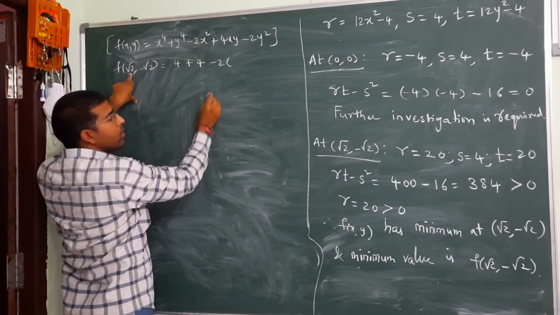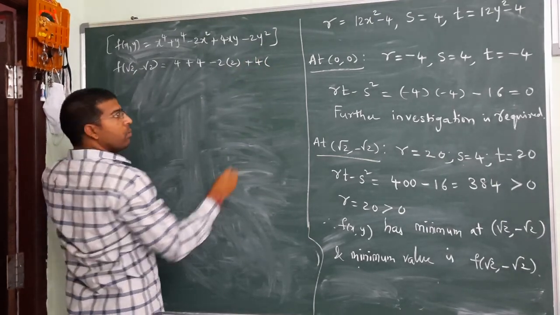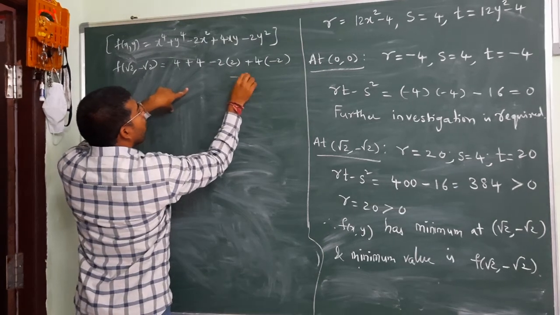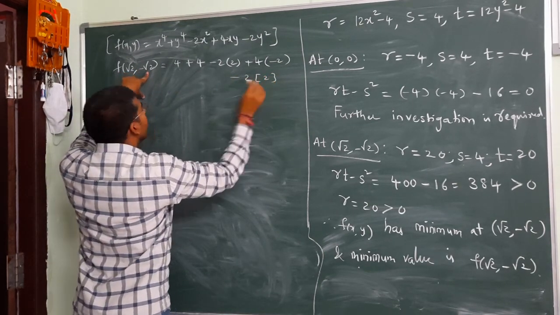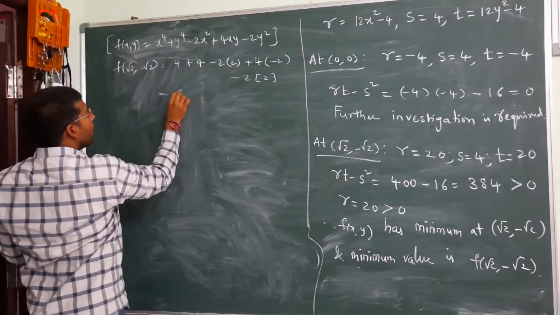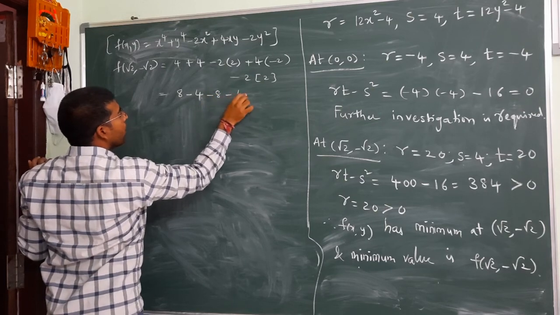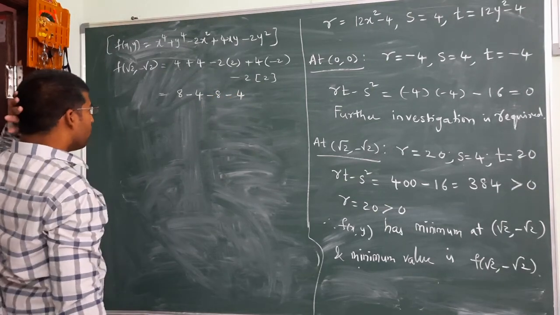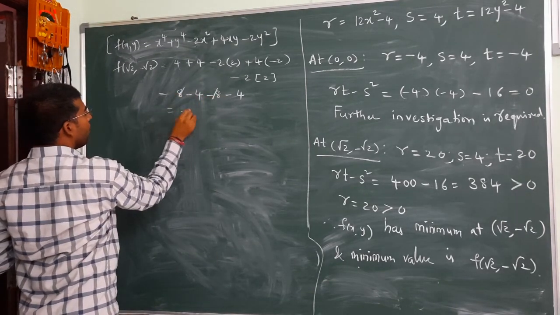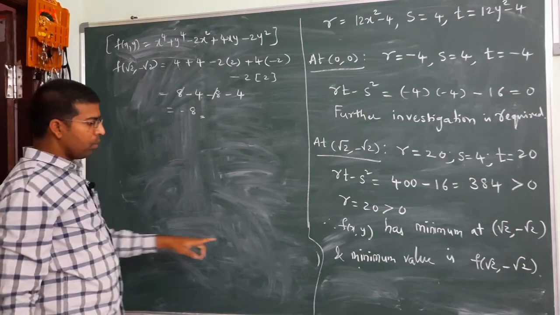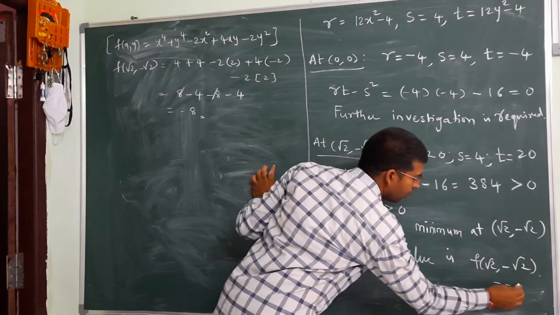X is root 2, square means 2. And plus 4 into root 2 into minus root 2, that means minus 2. Minus 2 y square, again y square means 2. So what is the total you are getting? 4 plus 4 is 8, minus 4, this is minus 8, this is minus 4, right sir? So minus 8 plus 8 cancel, total value is 4. Therefore the minimum value of the function is what? How much? This value is minus 8.